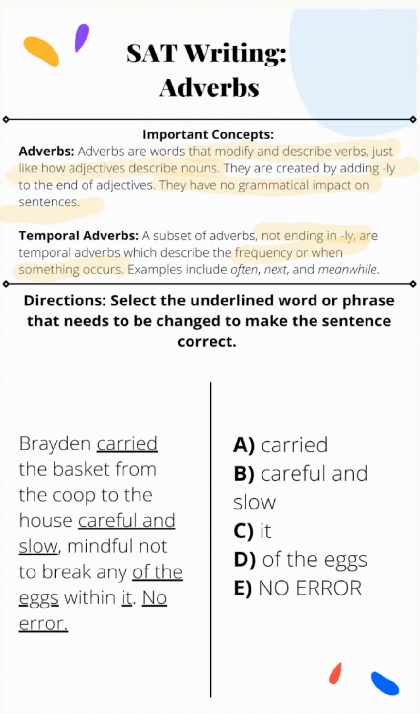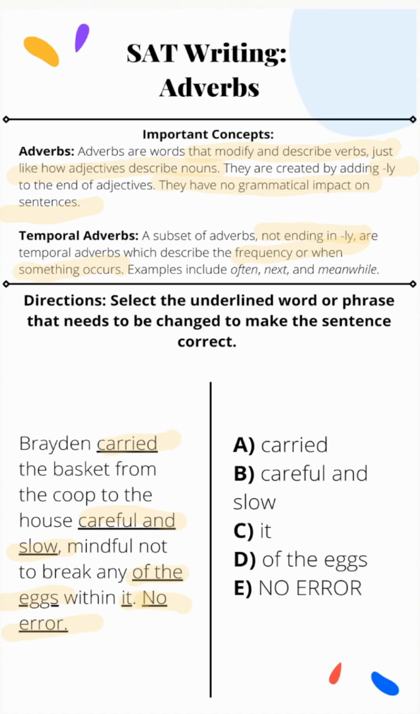This one's a little bit different. There are a bunch of underlined sections. We have to determine which of these underlined ones we need to change in order to make the sentence correct. So: Braden carried the basket from the coop to the house, careful and slow, mindful not to break any of the eggs within it. Let's just take a second to analyze all of our options.